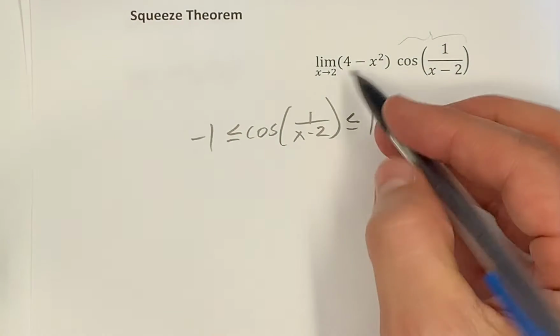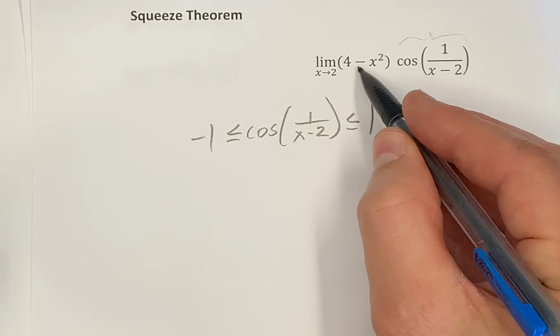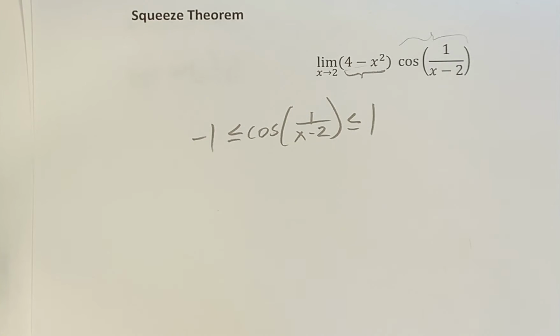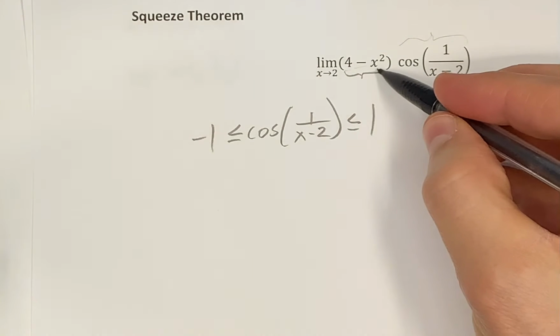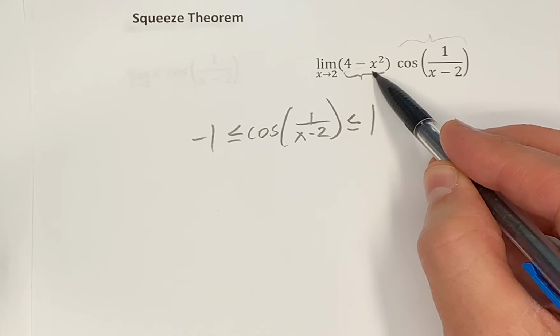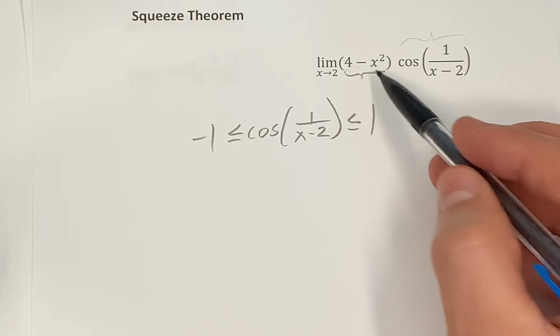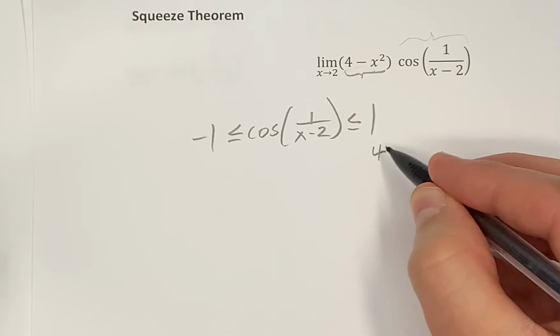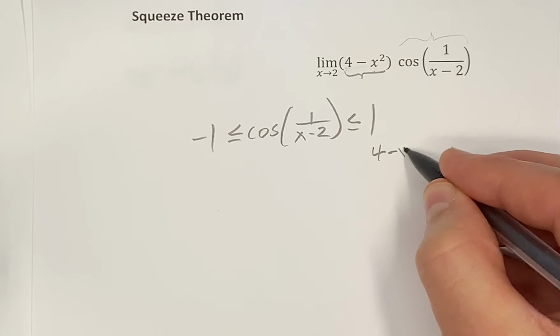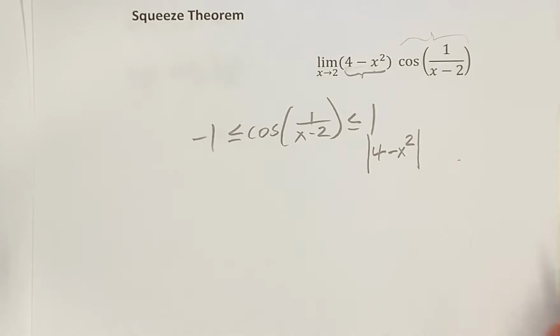So what do you do for this thing? Well, notice this piece, for values near 2, that's 0. Less than 2, this would be negative. More than 2, this would be positive. So what do we do with that? Well, I'd like to say 1 times that is always going to be bigger than this, but I have to make sure that my sign is right. So let's just put absolute value bars there.